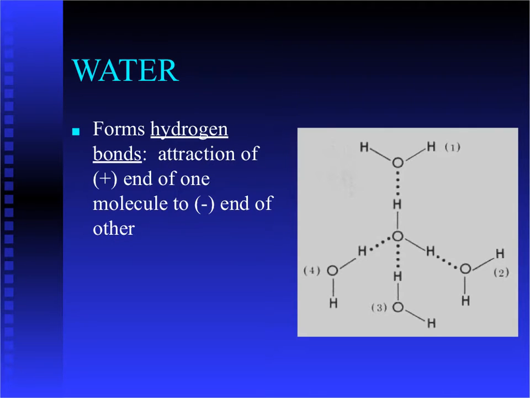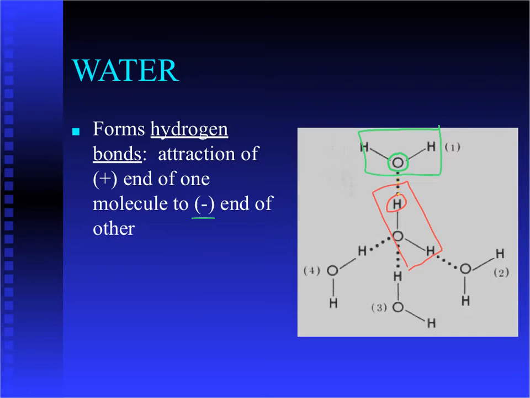So that means that the positive end of one molecule is attracted to the negative end of another. So when you look at this diagram, for example, you can see here's the oxygen atom from one water molecule, and it has a slightly negative charge, and it is weakly attracted to this hydrogen atom from a different water molecule. And so between those two atoms, this dotted line represents a hydrogen bond.